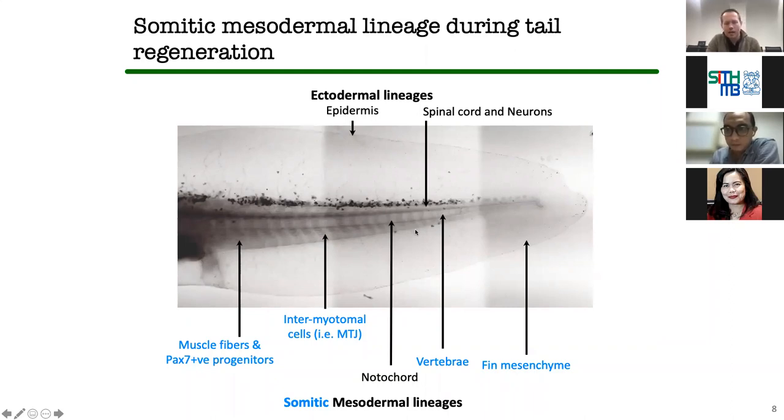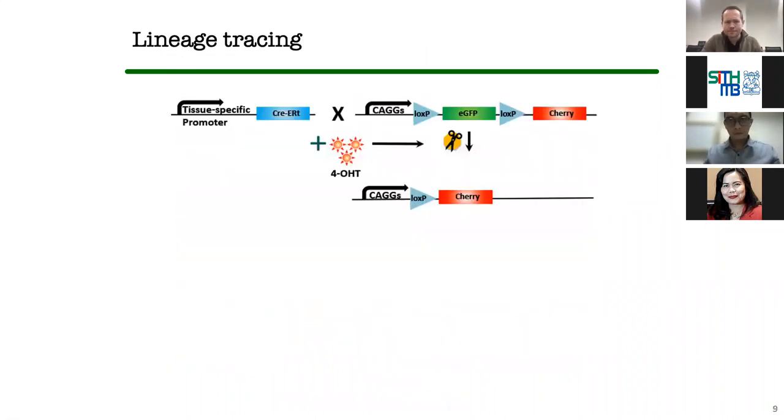Considering how important the connective tissue is for limb regeneration, we set about to explore the contribution of these various connective tissue populations also to the regenerating tail. To do this, we used a very classical Cre-Lox lineage tracing approach. Briefly, we used a tissue-specific promoter to drive the expression of tamoxifen-inducible Cre. Upon exposure to tamoxifen, Cre is activated, resulting in the indelible labeling of these cells with mCherry. So GFP is excised, and then we end up with a permanent labeling of these cells with mCherry.